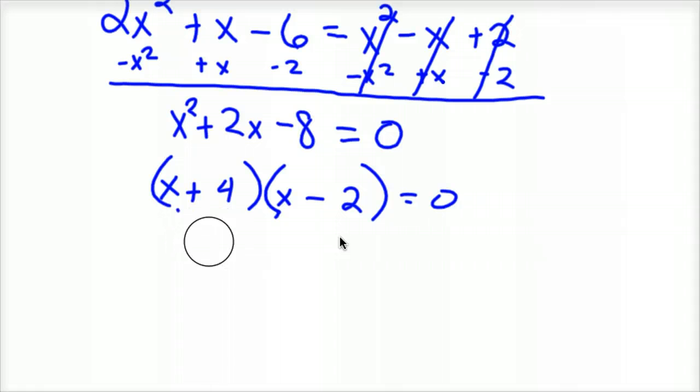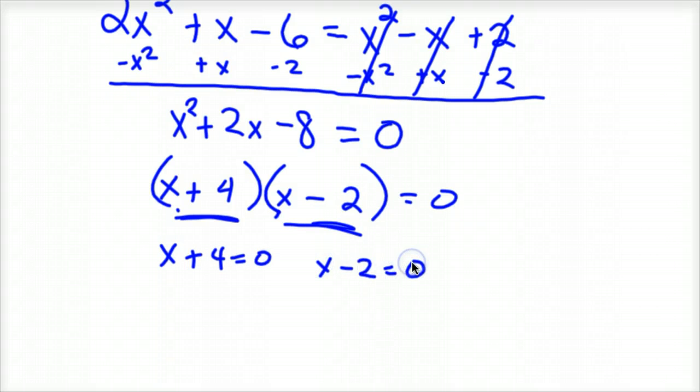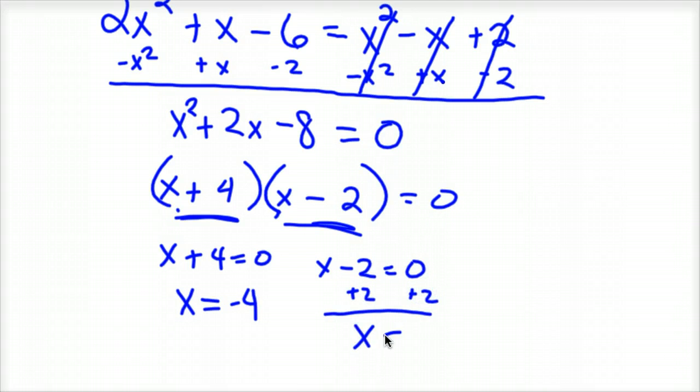So what we're looking for is what numbers make this 0. So either this side is 0 or this side is 0. So I set both of those equal to 0 and solve them. And so x equals negative 4, because you'd subtract 4 over. Here you'd add 2 to both sides. Or x could be 2. So here are your two values for x.